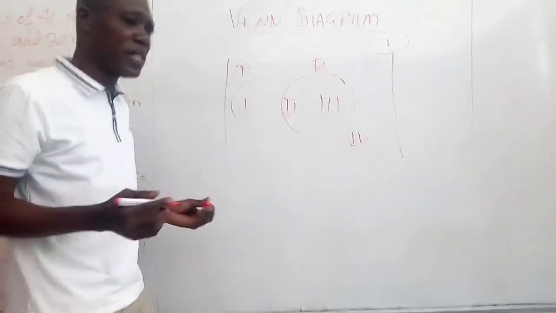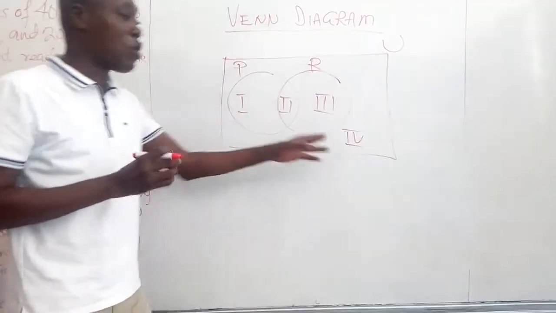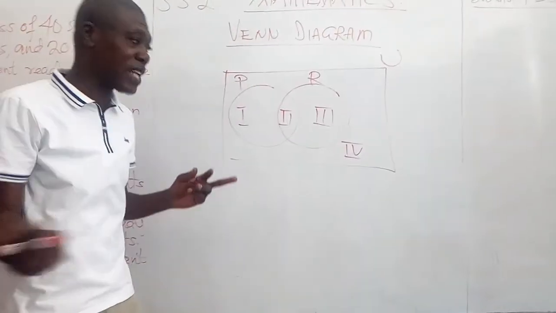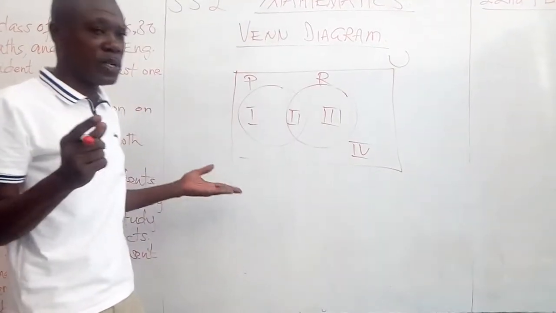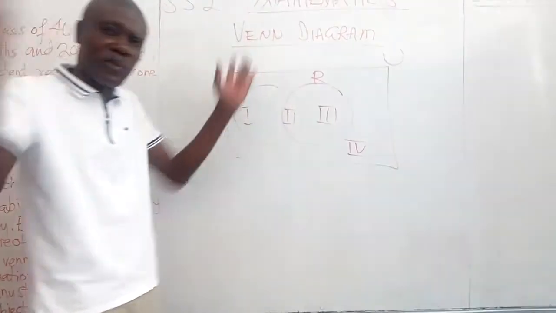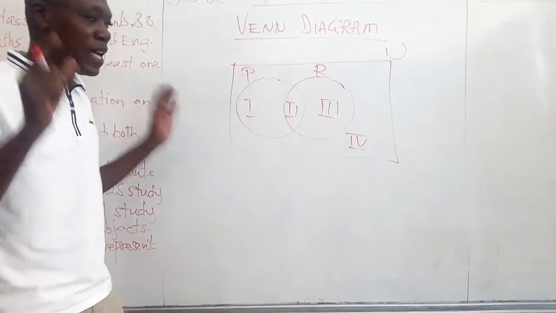The fourth region, as we have been talking about, belongs to the complement. They are part of the universal set. They are part of the class, but they don't like any of the food. Not liking any of the food doesn't mean they are not part of the universal set. It doesn't mean they are not part of the class. They are part of the class, but they don't like that food.